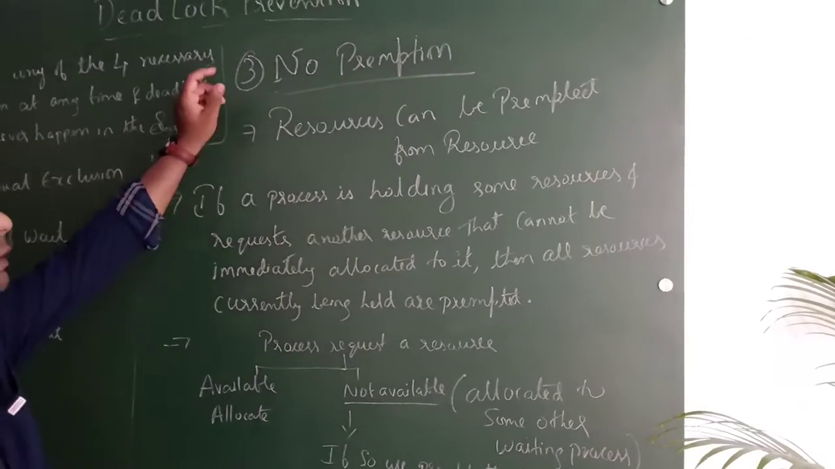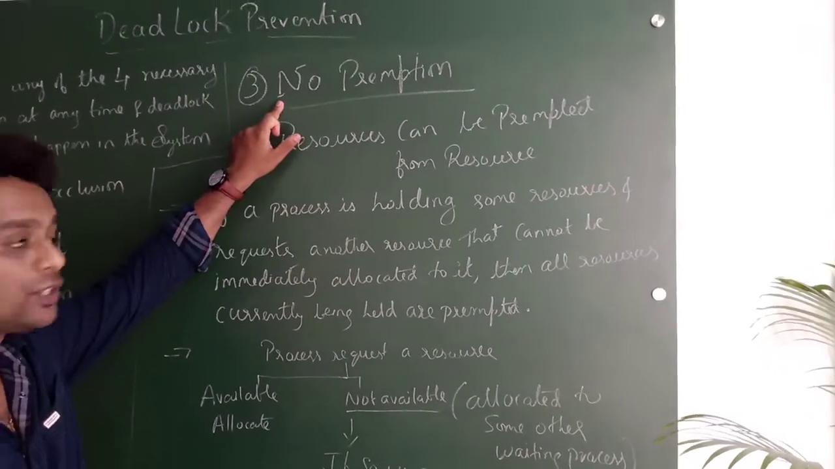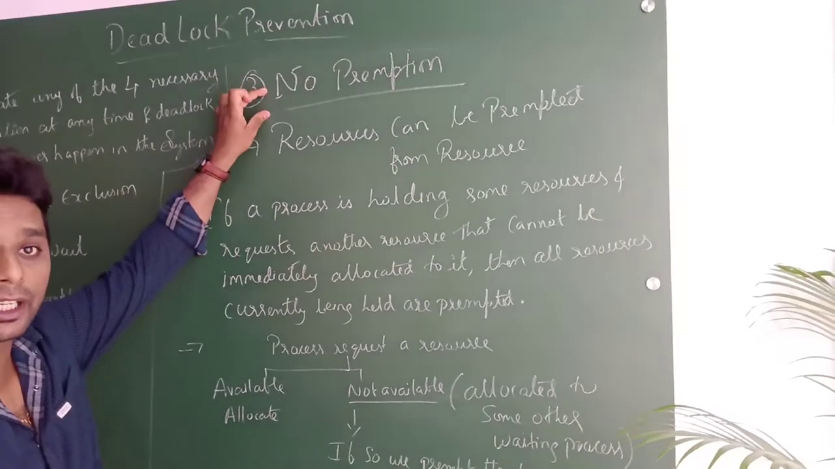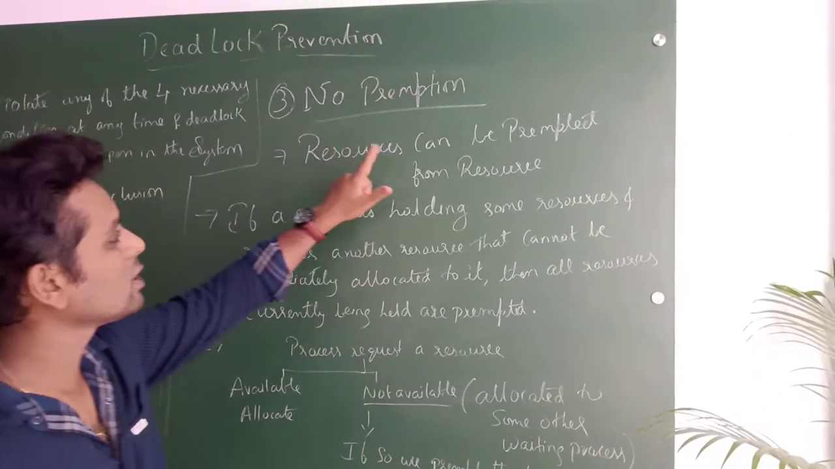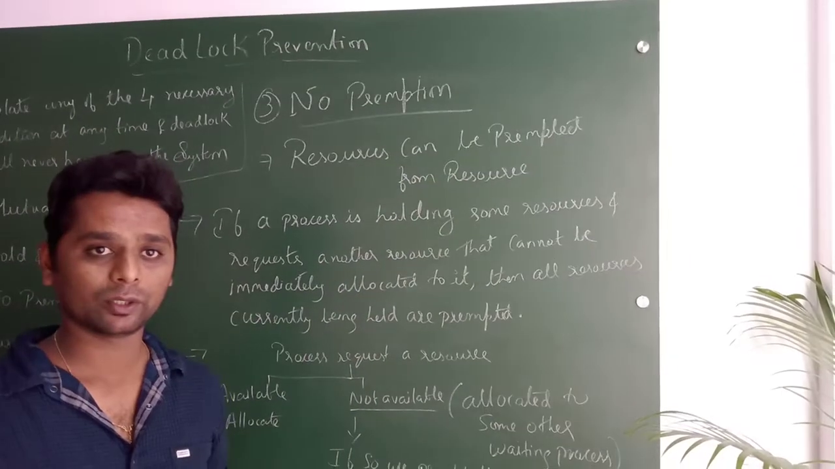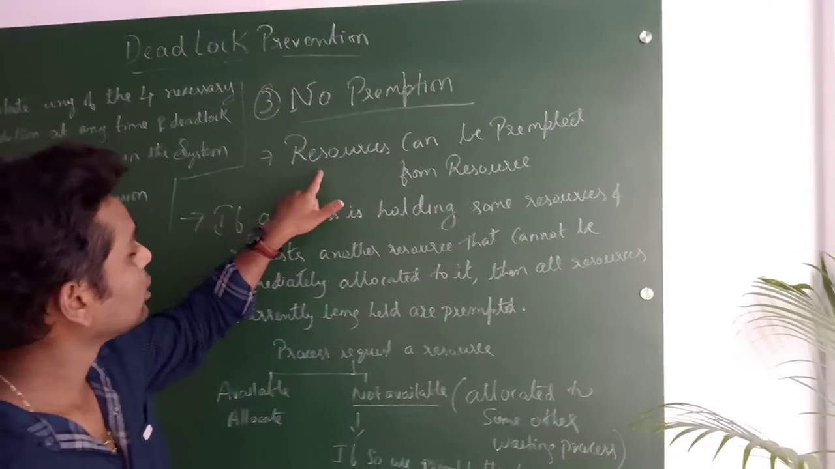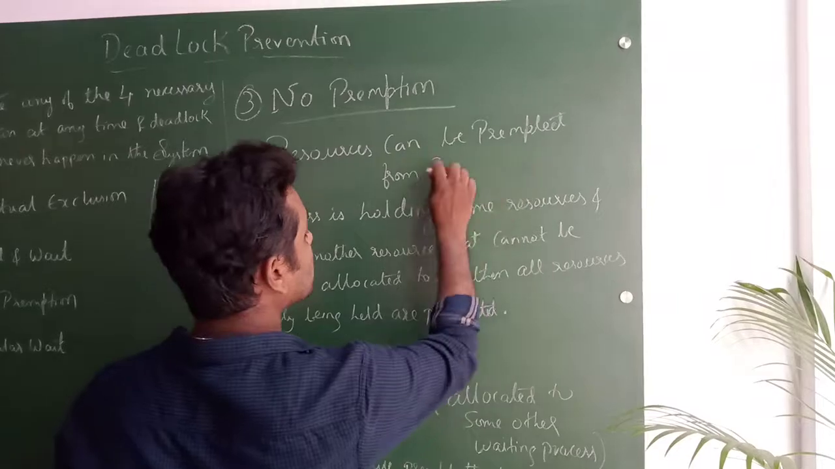The third one is no preemption. To ensure that this condition never holds in your system, resources can be preempted from the processes.